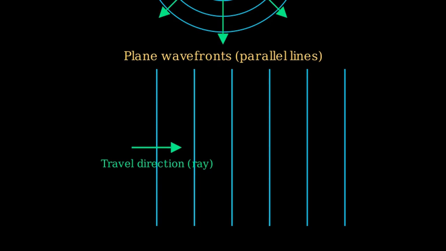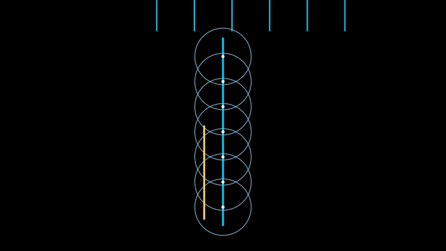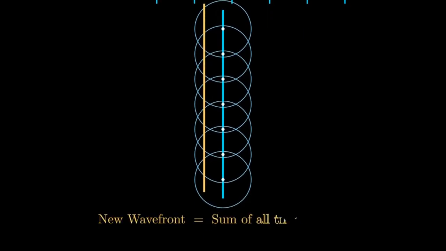A powerful idea about how wavefronts move is Huygens' principle. It says every point on a wavefront behaves like a tiny source that sends out its own small circular wave, called a wavelet. If you look at the envelope that just touches all these tiny wavelets, you get the next wavefront. So, the new wavefront equals the sum of all tiny wavelets.